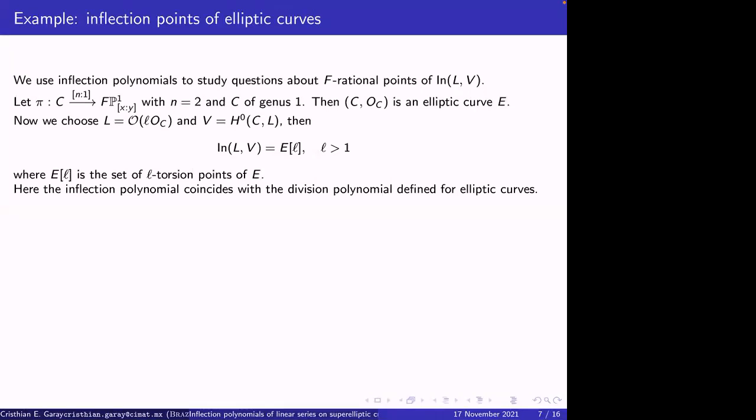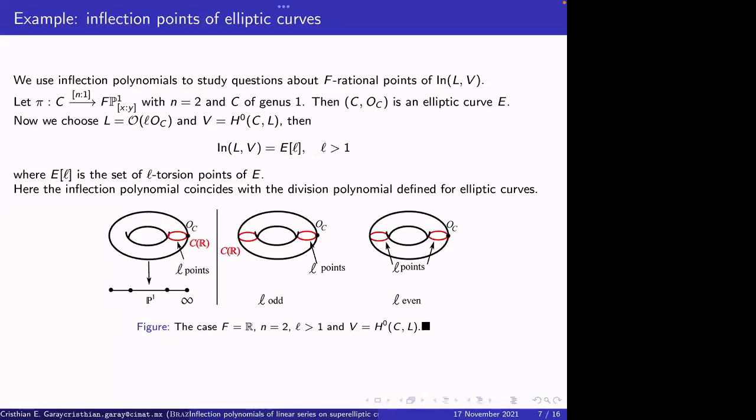Under these circumstances, this pair is an elliptic curve, and it turns out that the inflection divisor associated to the situation is precisely the set of torsion points of order L of this elliptic curve. And in this case, these inflection polynomials that I am describing coincide with the division polynomial, defined for elliptic curves, which is a tool designed for helping us to compute torsion points of elliptic curves. So for example, let me give you a drawing of the real situation.